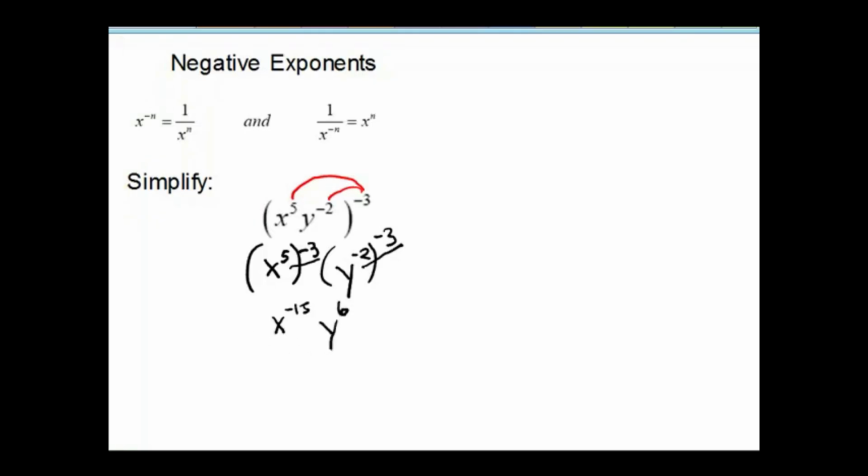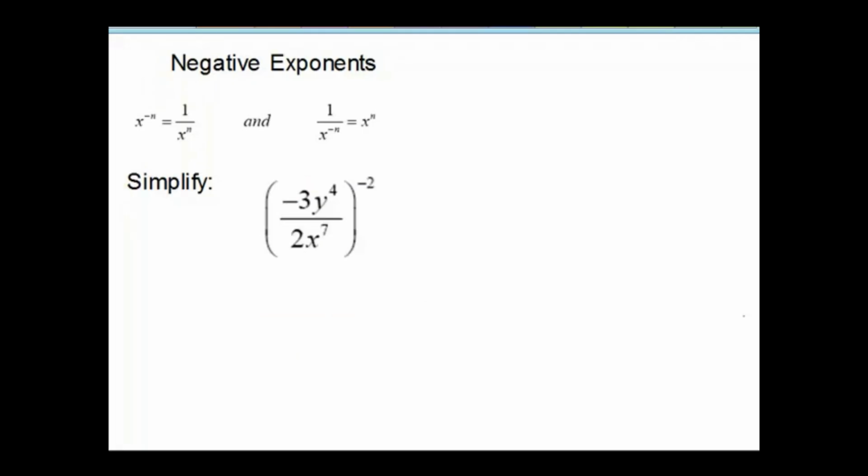And now I'll deal with any negative exponents. So only the x is no good. So right now they're both on the numerator. So the x is going to shift, go to the denominator. Its exponent becomes positive, and the y to the 6 stays on the numerator.